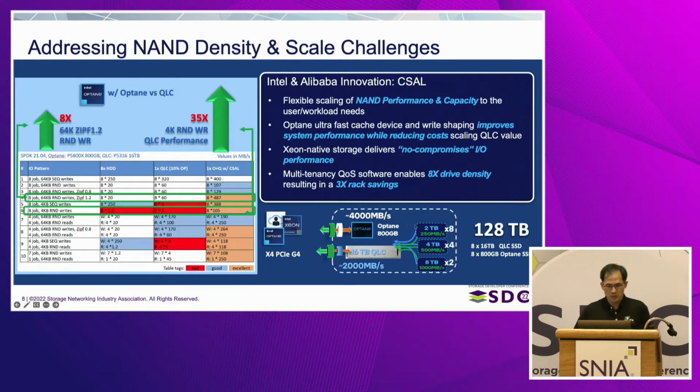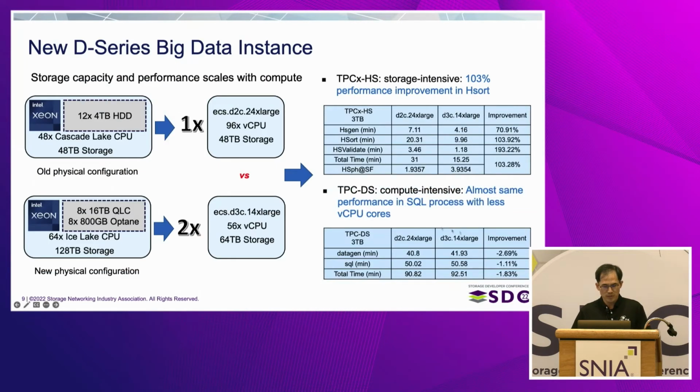So that's great, right? Based on this technology, we released a new D-series big data instance this year. Compared to the last generation of the D2C, which is enabled by the hard drive, users can basically pay almost the same price per gigabyte to enjoy the Optane and the QLC performance powered by the CSAL technology.